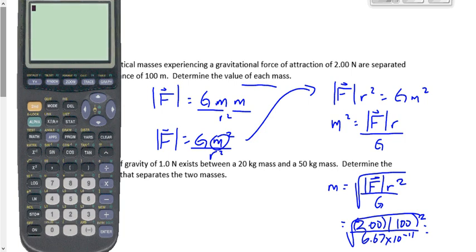I'm going to say square root. I'm going to use some brackets here, right? Because doing something in square root, you want to use brackets here. Let's say 2 newtons, 2 times 100 squared, divided by 6.67 times 10 to the negative 11 bracket. Press enter, I get the wrong answer here.